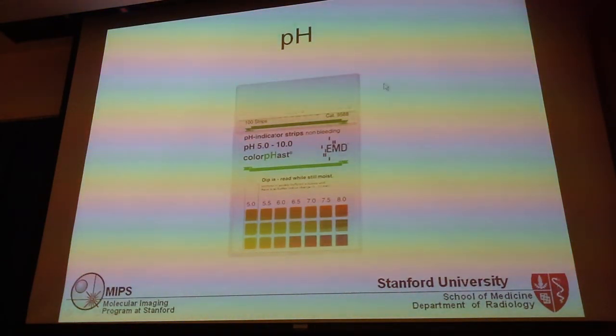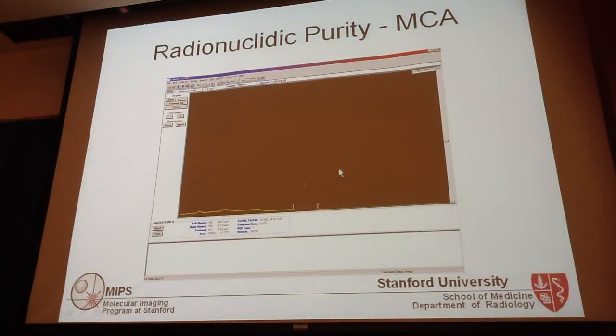Because there's also sterility too. Sterility and pyrogenicity are two different things. But anyway, here you have the pH testing. Usually this is litmus paper.